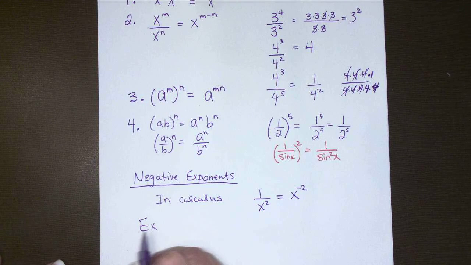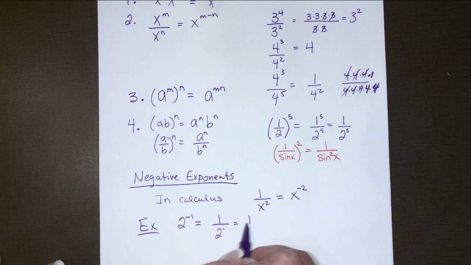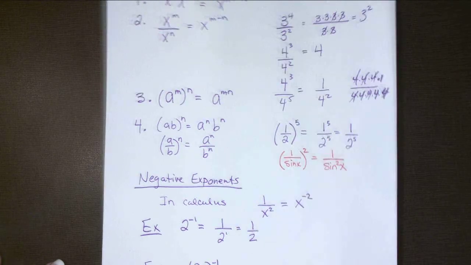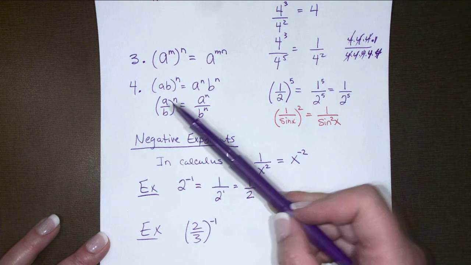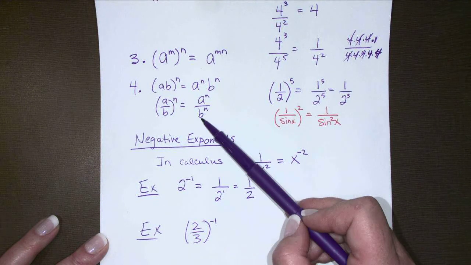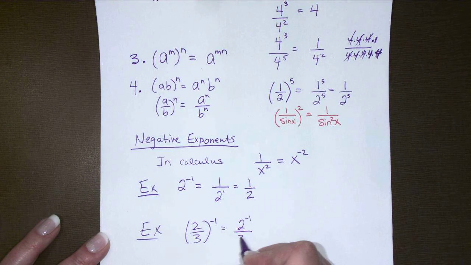So, for example, if we had 2 to the negative 1, that is the same as 1 over 2 to the 1, which is 1 over 2. So 2 to the negative 1 is a short way to write the fraction 1/2. Those mean the same thing. What if we had 2/3 to the negative 1? Well, up here in our notes, we said if we have a fraction to an exponent, that exponent applies to both the top and the bottom. So this would be the same as 2 to the negative 1 over 3 to the negative 1.